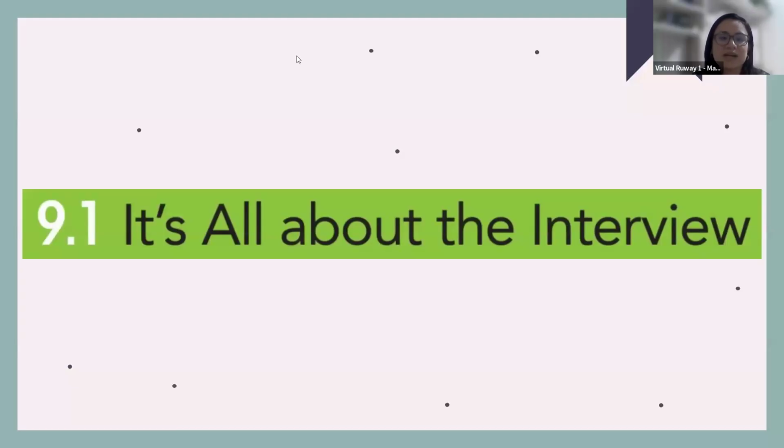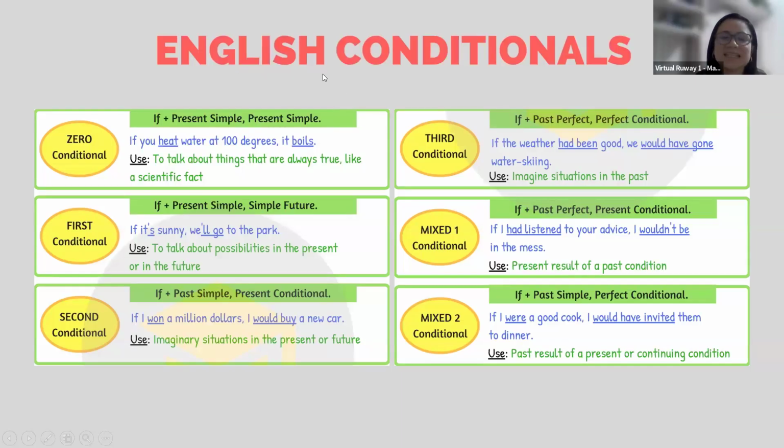So there it is, okay? We are on page 100 from the book. And let's start with unit 9.1. Great. It's all about the interview. So in this unit, let's start with grammar. The grammar today is the English conditionals. So first, let's review the grammar, right? So, okay, we have another student here.